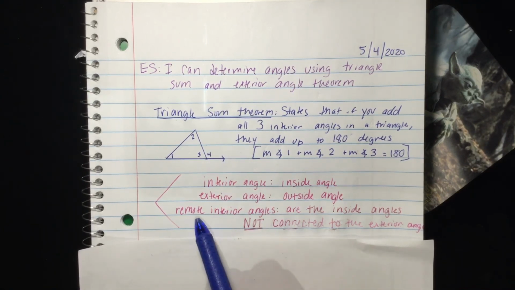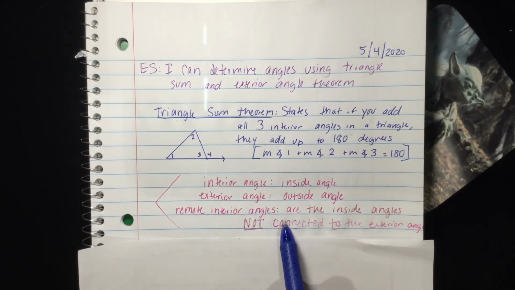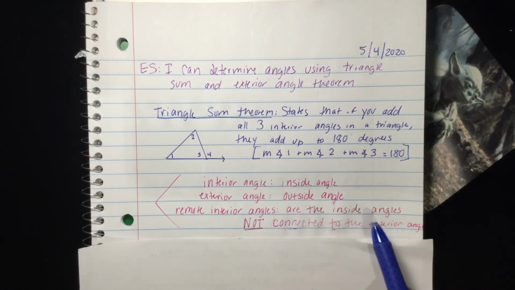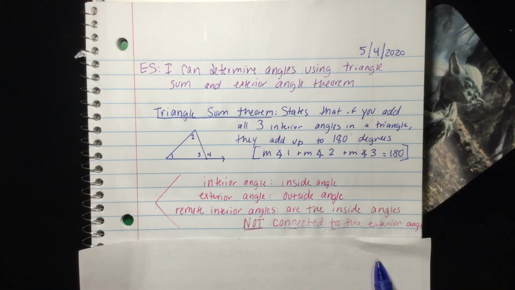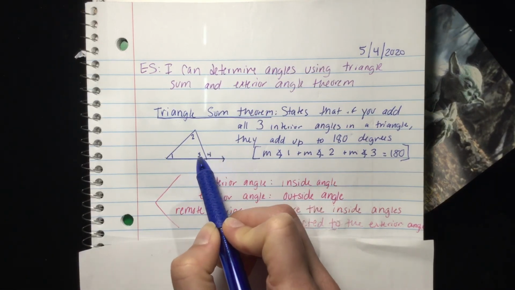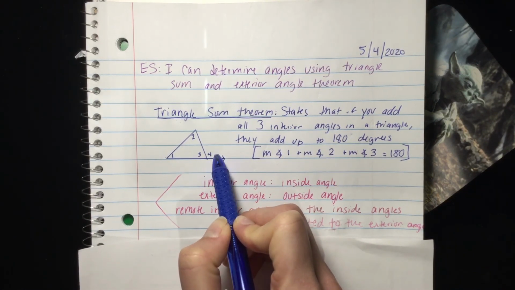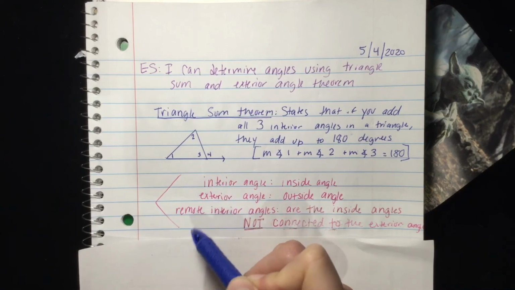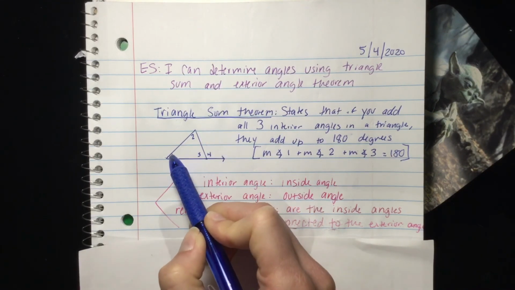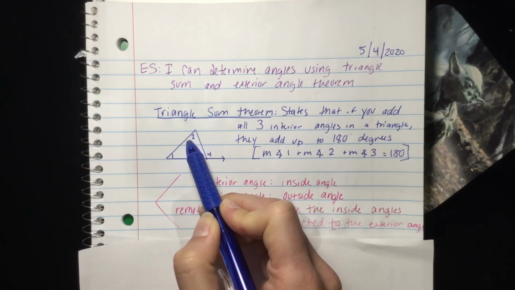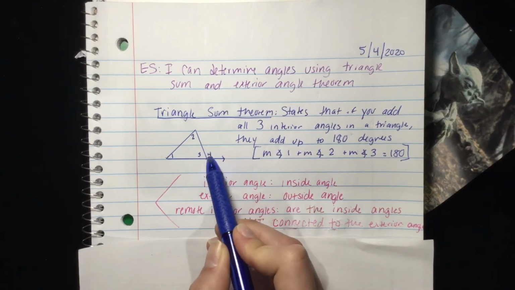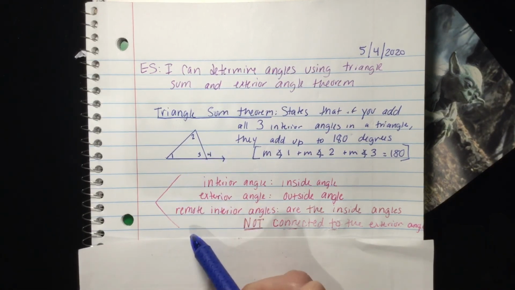And then the remote interior angles. So these are angles that are on the inside, but they are not connected to the exterior angle. So we see that 3 is connected to the 4, therefore it's not a remote interior angle. But 1 and 2 are not connected to 4, so those are remote interior angles. Okay, so keep that in mind.